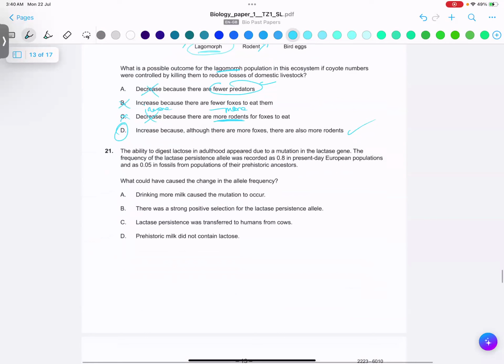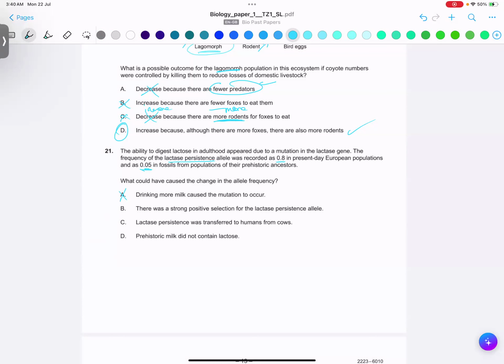Question 21: the ability to digest lactose in adulthood appeared due to a mutation in the lactase gene. The frequency of the lactase persistence allele was recorded as 0.8 in present-day European populations, and as 0.05 in fossils from prehistoric ancestor populations. What could have caused the change in the allele frequency? Drinking more milk caused the mutation to occur? Not really.